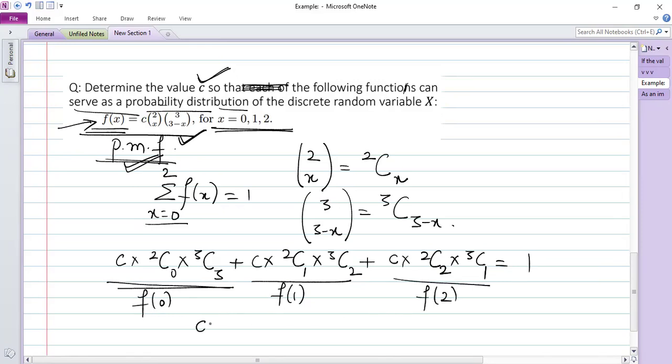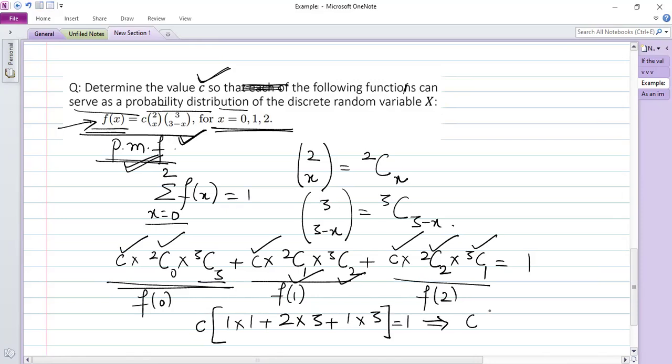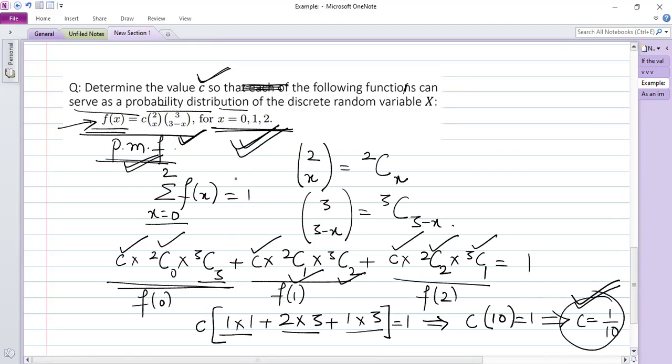Okay, now take C common. You can very well see we can take C common. So what is 2C0? It is nothing but 1. What is 3C3? It is 1. What is 2C1? It is 2. What is 3C2? It is nothing but 3. And what is 2C2? It is 1. And what is 3C1? It is nothing but 3. So from here, C times (1 into 1 is 1, plus 6 is 7, plus 3 is 10). C into 10 must be 1. This implies C must be 1 by 10. Okay, means for this value of C, our given f(x) will become a valid probability mass function.